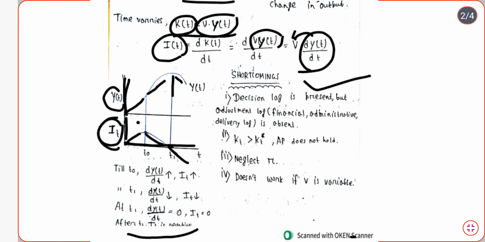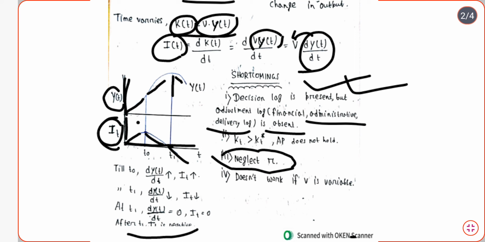There are some shortcomings of this simple acceleration principle. What are the shortcomings? Decision lag is present, but adjustment lags such as financial lag, administrative lag, and delivery lag are absent. We are neglecting the rate of interest in this fixed acceleration principle or simple acceleration principle. We have considered v as a constant; if v is a variable, then we are not going to get the results. If kt is greater than the optimum capital stock, that is kt star, then this acceleration principle will not hold.